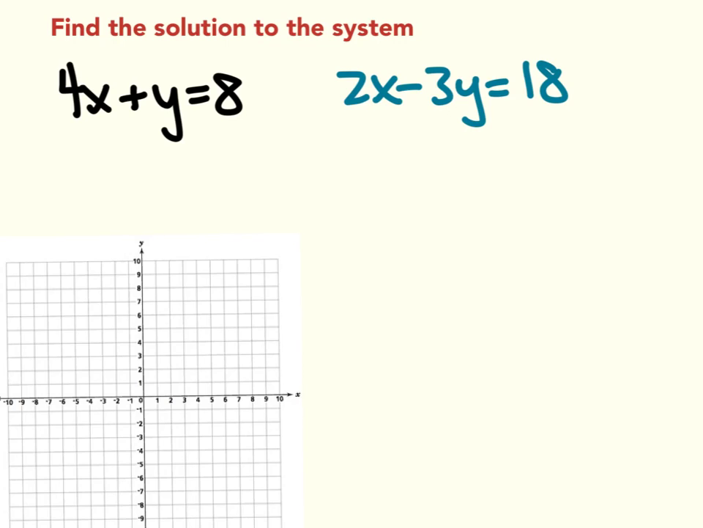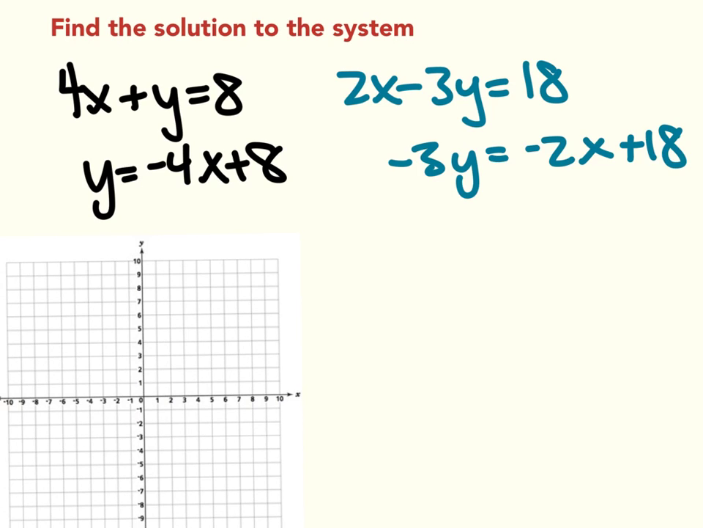All right, let's find the solution to the system by graphing. The first thing that we want to do is make sure that these are set equal to y. So in this first equation, this would be y equals negative 4x plus 8. In the second equation, we have to do a little bit more work. We'd start by subtracting 2x from each side, and then divide each of these by negative 3. That would leave me with y equals 2/3 x minus 6.